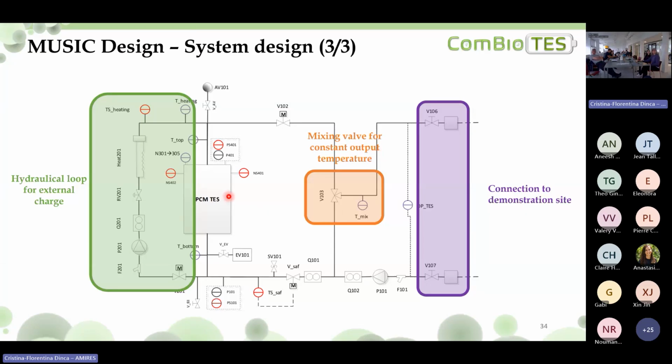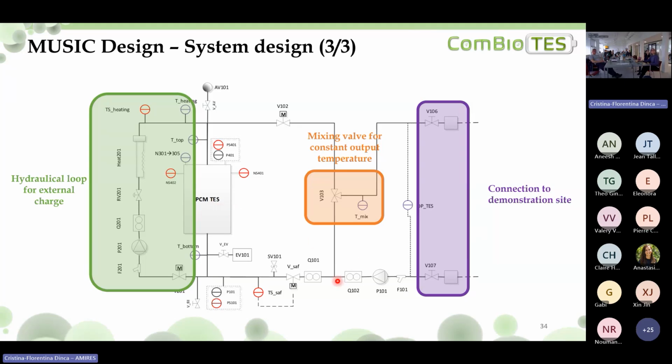Sorry, because the characteristic of latent heat thermal energy storage is that during discharge, the temperature at the outlet of the storage decreases. It's high at the first stages of discharge, and then it decreases, and eventually it reaches a low temperature. You still are able to extract energy from the storage, but the temperature at which you recover the energy is quite low. In the use cases we had, we needed a constant temperature at the outlet of the storage.